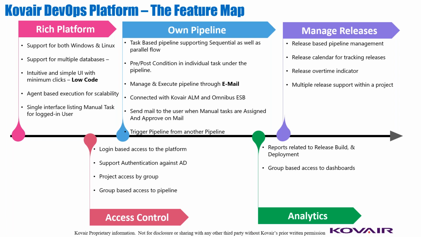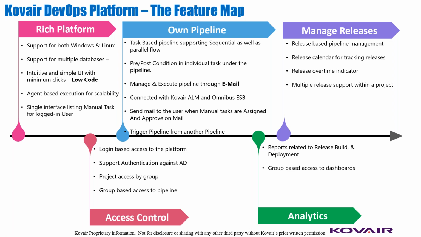Then, how do you manage the pipelines offline? People are on the move, having mobiles and emails. This platform can be controlled. The pipelines can be controlled in terms of starting a pipeline, stopping a pipeline, or checking the status of a pipeline through emails. So this platform responds to emails.